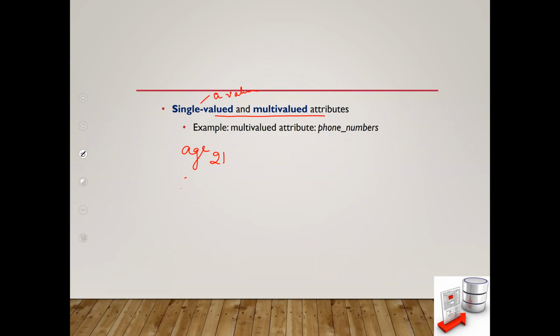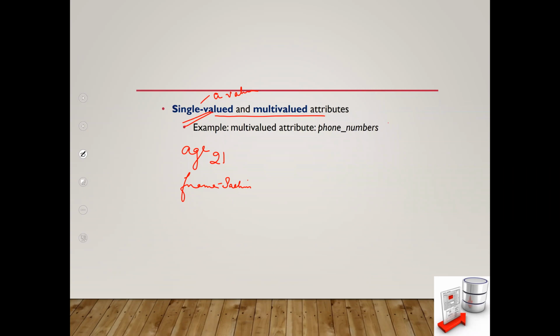Or you think about your first name. You will have only one value for your first name. Okay, imagine your first name is Sachin. That's it. You won't have another first name. So attributes which have only a single value, you say it is single-valued attributes. Now, attributes which can have more than one value, you can say it is multi-valued.